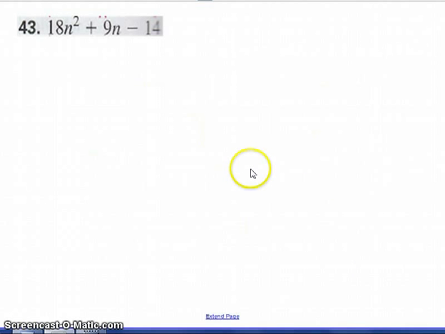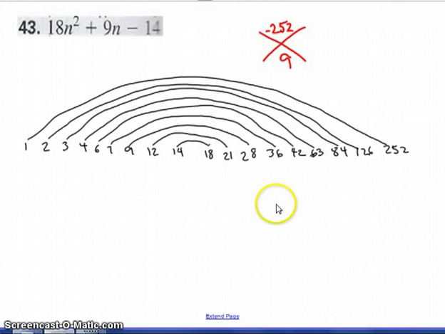18n squared plus 9n minus 14. It's going to come up with bigger numbers, unfortunately. The top is going to be 18 times negative 14, which is negative 252, and the bottom is going to be 9. So again, I've got to find factors of negative 252 that add up to make 9. Well, when you have a negative number, then it has to be a negative times a positive. But there are an awful lot of factors of 252, as I've listed off here.